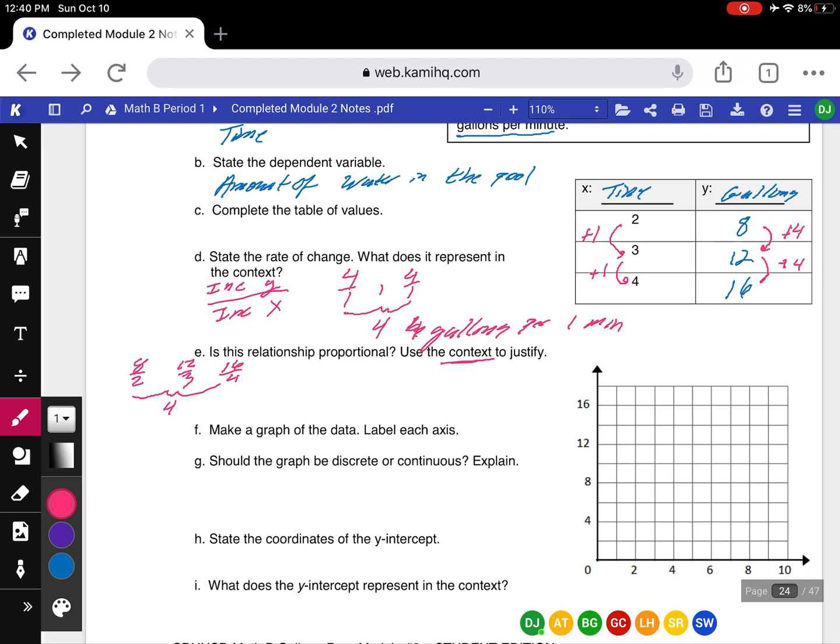And what do we know about this pool? At 0 minutes, this pool was empty. So the pool started off empty.